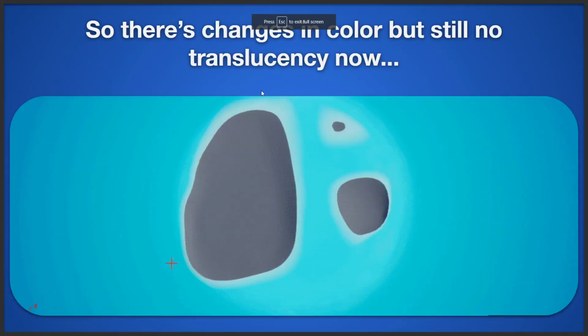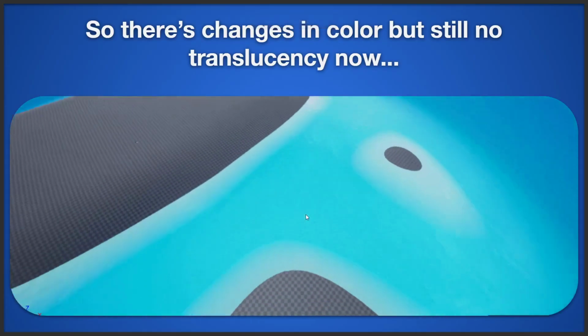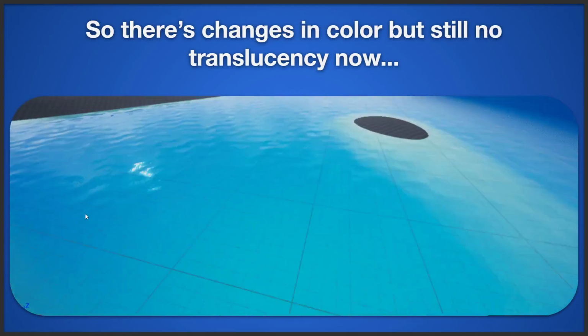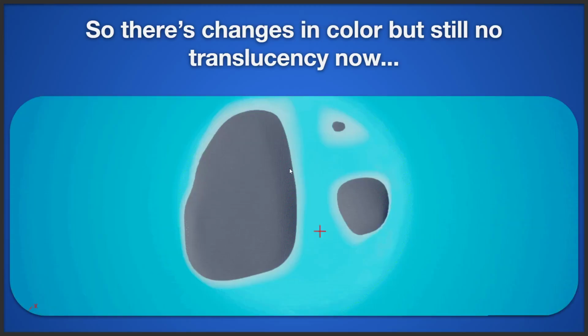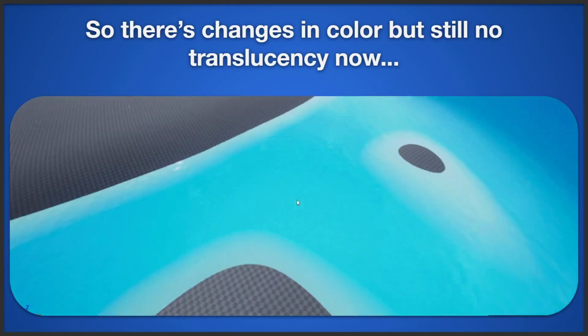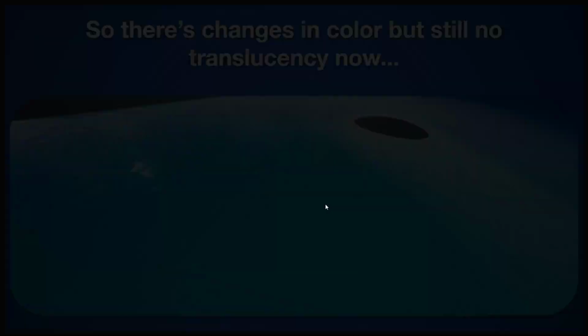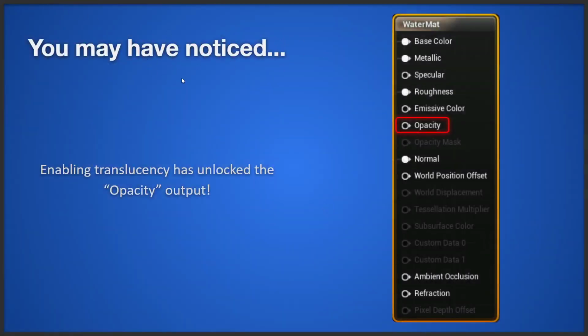So now this is what it looks like that I've added depth fade. We get this partial translucency. It says, hey, cool, the shallow areas will look like that. Very nice. You may have noticed, however, that enabling translucency has made the opacity value not gray.